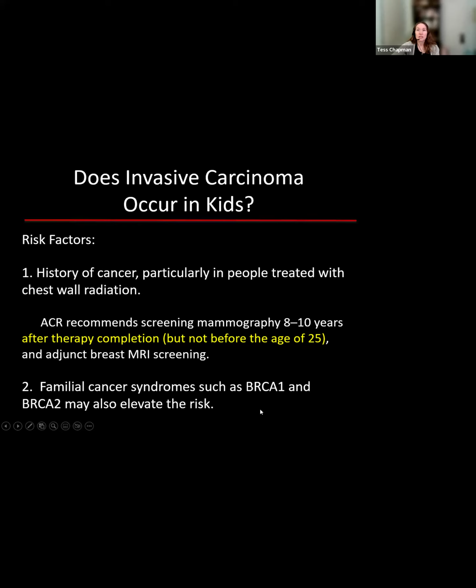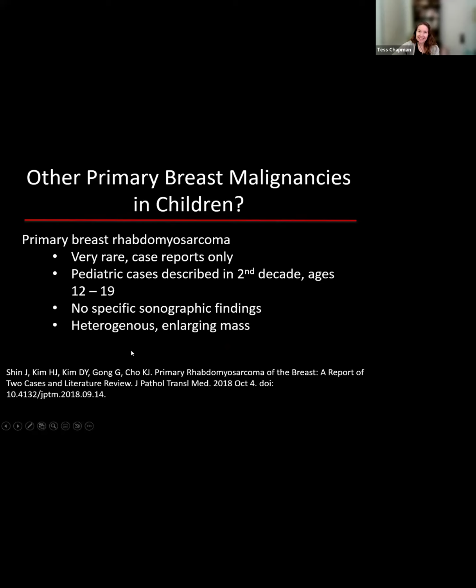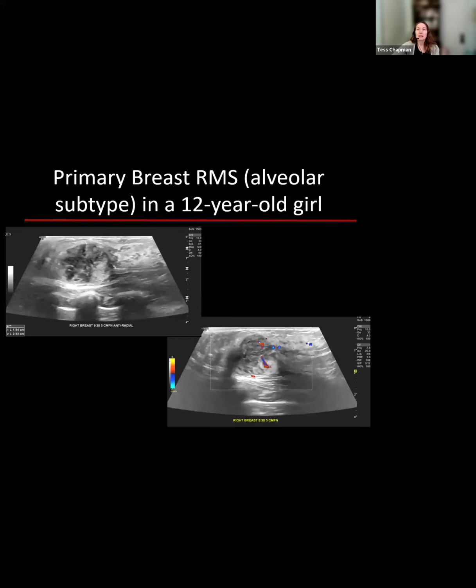So that's invasive carcinoma. And then I just wanted to mention the possibility of other breast malignancies in children. Very rarely, again, a primary breast rhabdomyosarcoma might happen. As we all know, rhabdomyosarcoma is a common malignancy in children. And in the breast, this is very rare, just some scattered case reports. There's no specific sonographic finding because it's so rare, but let me show you a case that we saw.